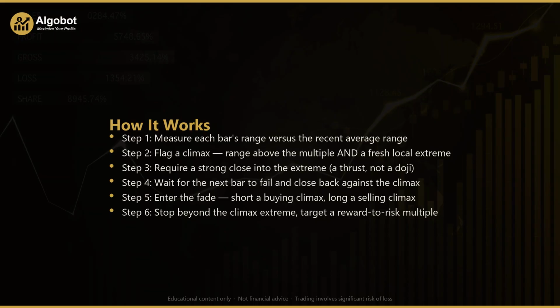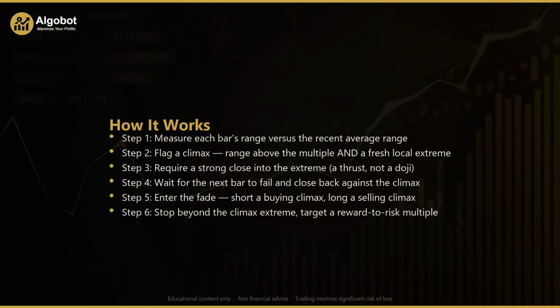Fourth comes confirmation, and this is what keeps the EA out of trouble. For a buying climax, the next bar must fail to make a higher high and must close back below the climax close. For a selling climax, the next bar must fail to make a lower low and must close back above the climax close. Only when the move stalls and reverses does the strategy act. When all of those line up, the EA fades. A confirmed buying climax triggers a sell, and a confirmed selling climax triggers a buy.